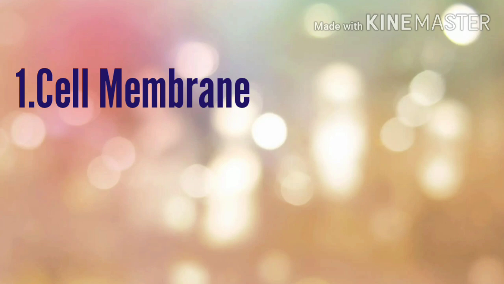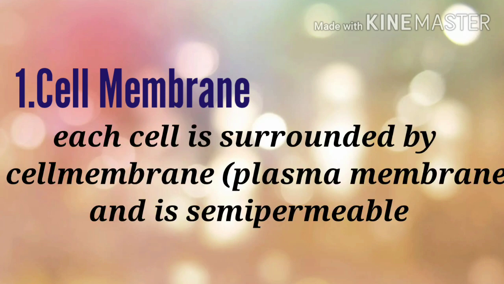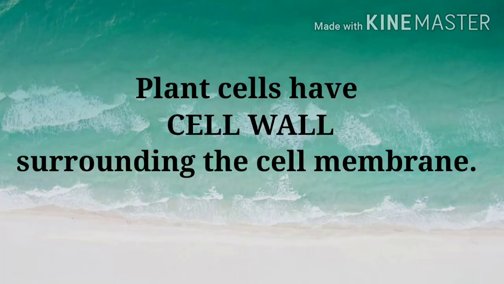Each cell is surrounded by a cell membrane or plasma membrane. It has fine pores through which substances may enter or leave the cell. The cell membrane is selectively permeable or semi-permeable. That is, it allows only certain substances to pass through it while preventing others.